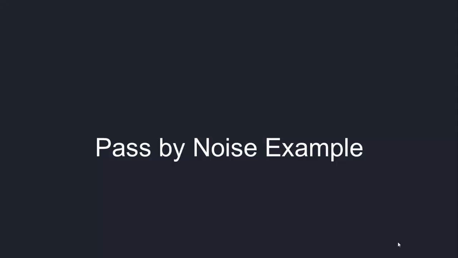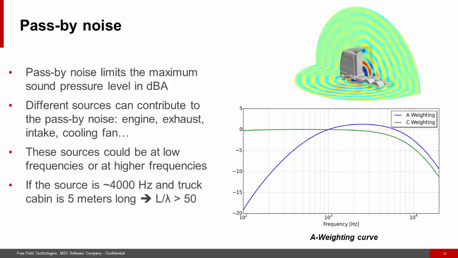Let's apply now these methods to a real-life case. This concerns the simulation for meeting requirements set by pass-by-noise regulations. Specifically, pass-by-noise regulations limit the sound pressure level expressed in dBA. How does dBA work? To compute the sound pressure level in dBA, the A weighting curve is used.